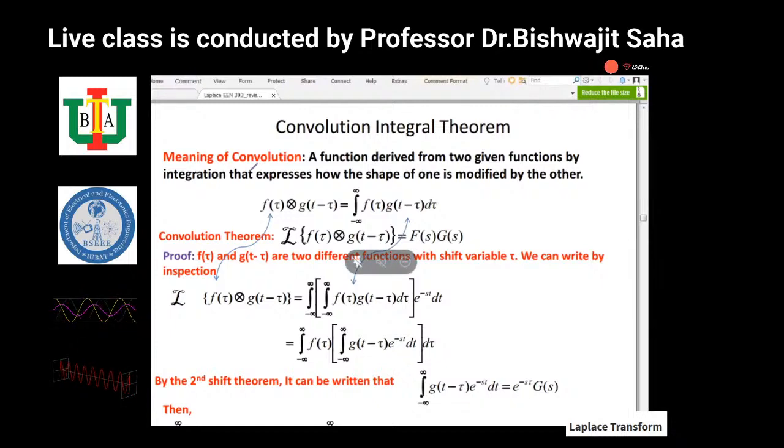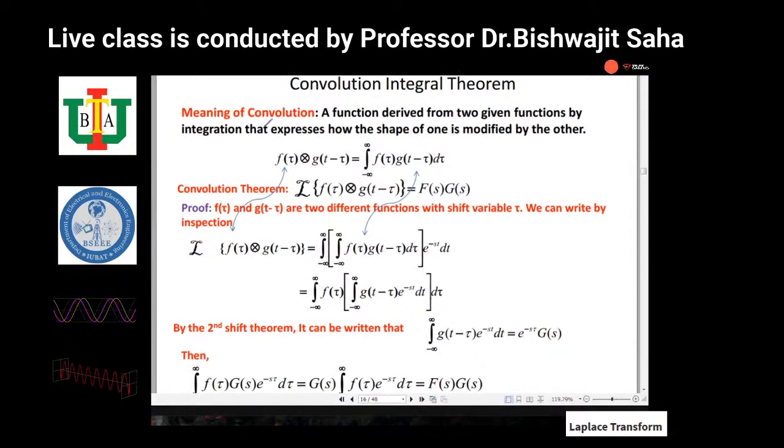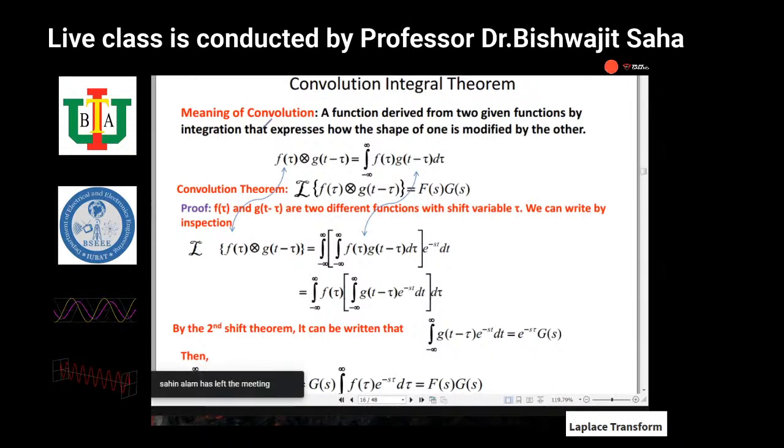Tau, that is the Laplace of f of tau, multiplied with g of t minus tau, is going to be the multiplication of F of s and G of s. This is the convolution theorem. And we need to prove that this is true, because this is the convolution theorem.